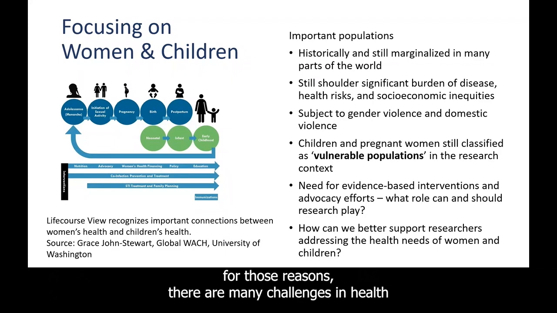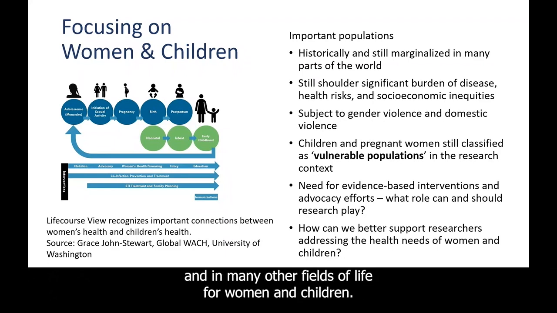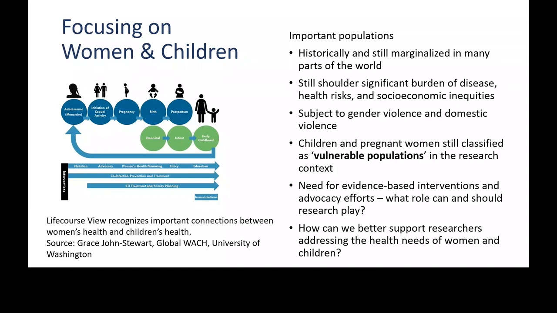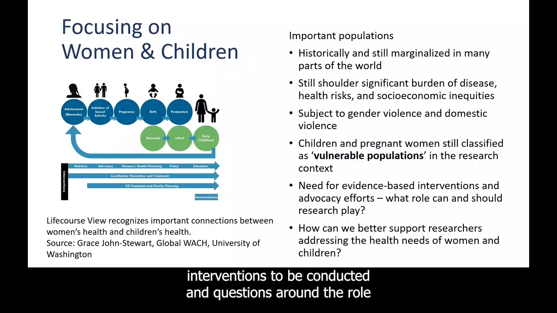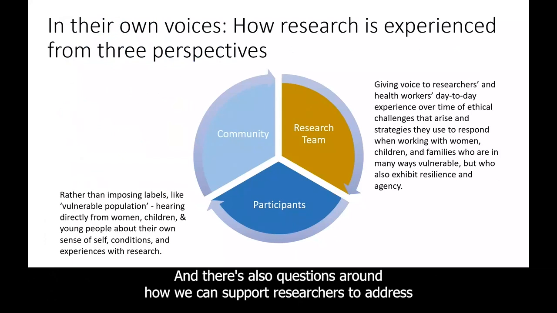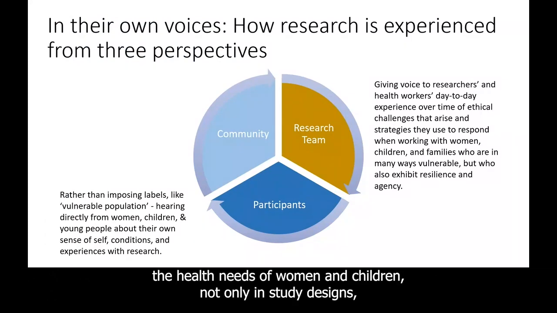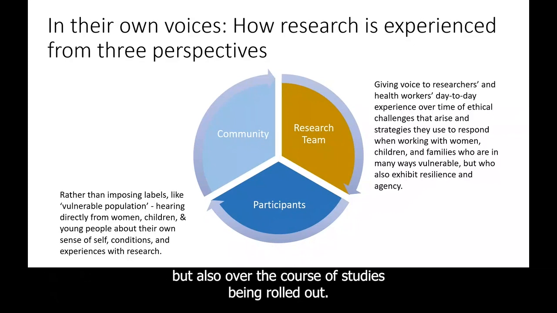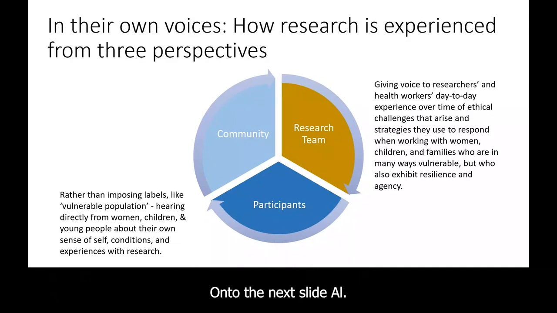There are many challenges in health and in many other fields of life for women and children, and these challenges lead to the need for research that can build interventions to be conducted, and questions around the role that research can play in that, the types of studies and the types of advocacy. And there's also questions around how we can support researchers to address the health needs of women and children, not only in study designs, but also over the course of studies being rolled out. To the next slide, Al.